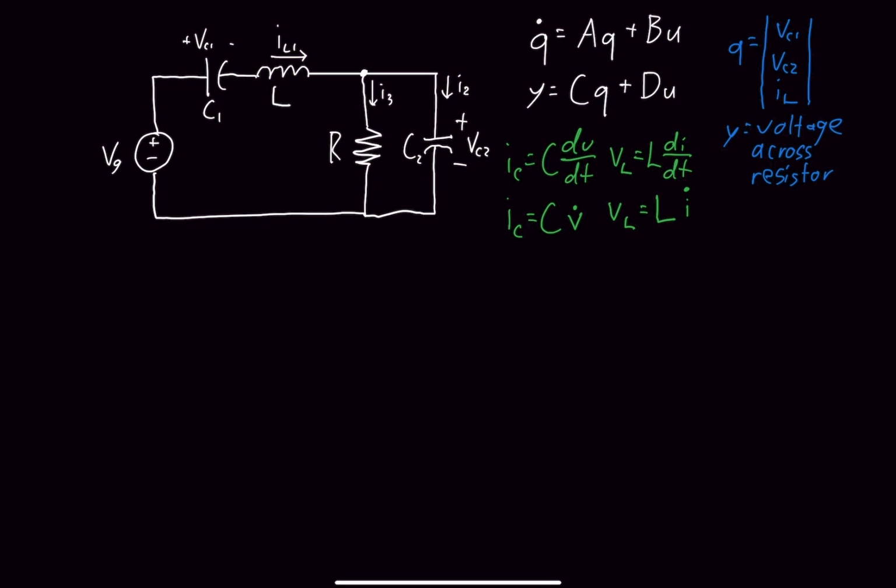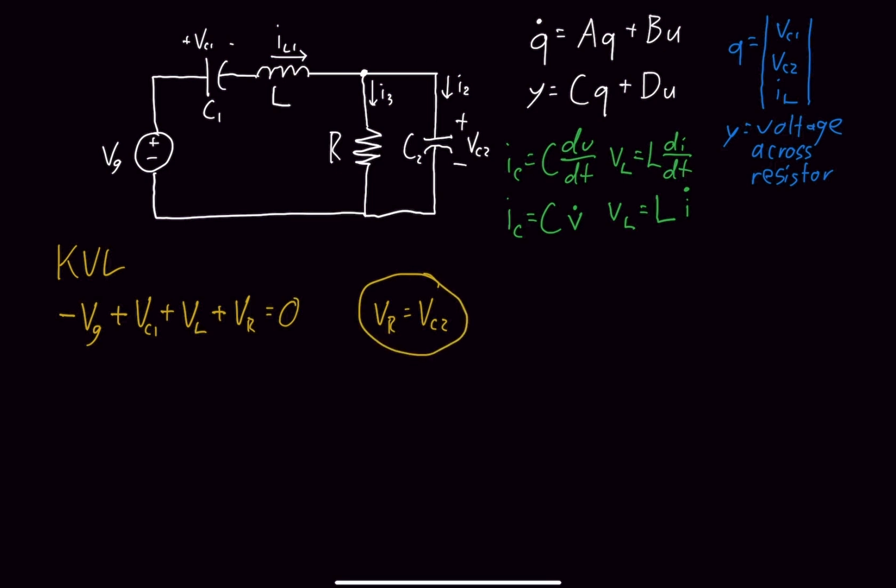The first thing I like to do when tackling this problem is basic KVL and KCL so that I have some equations to go off of. For KVL, I'll do this loop first. So I'll say negative VG plus VC1 plus VL plus VR equals 0. And then for this loop, we also know that VR equals VC2. These two units are in parallel, so this is going to be a good substitution for later.